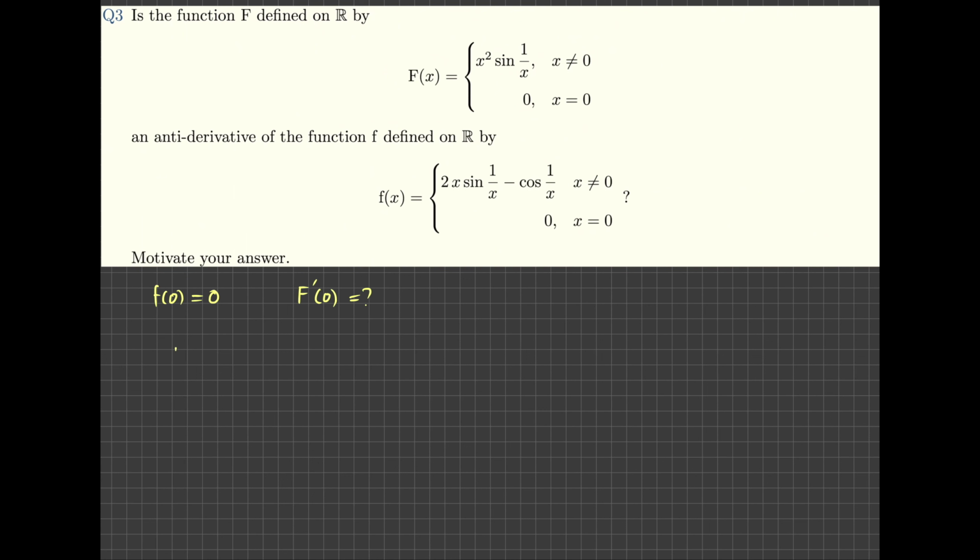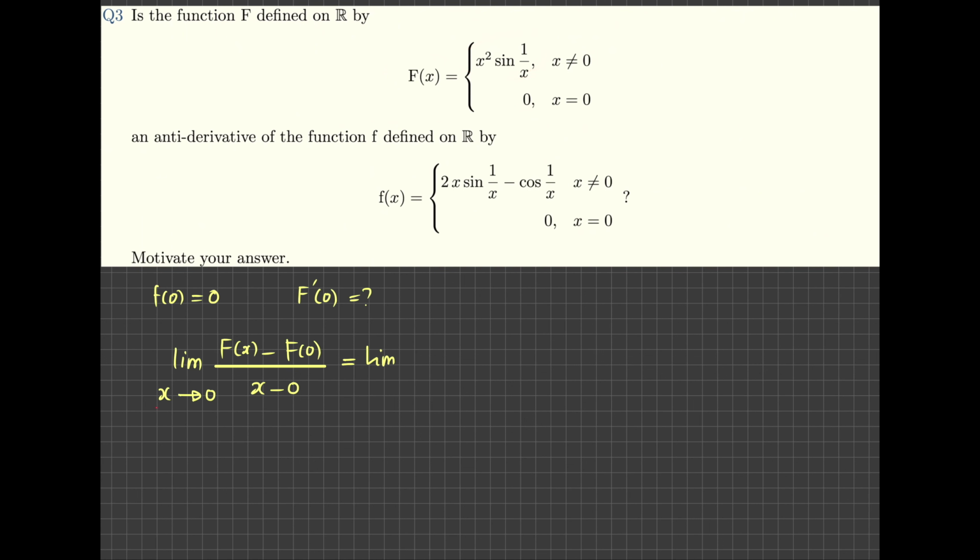So I need to remember this limit. Limit of F of x minus F of 0 over x minus 0 as x goes to 0. If this limit exists, then it means that capital F is differentiable at 0, and the value of this limit is equal to F prime of 0. But that's also very simple, so you can just write the limit, and instead of capital F of x, I use the first rule.